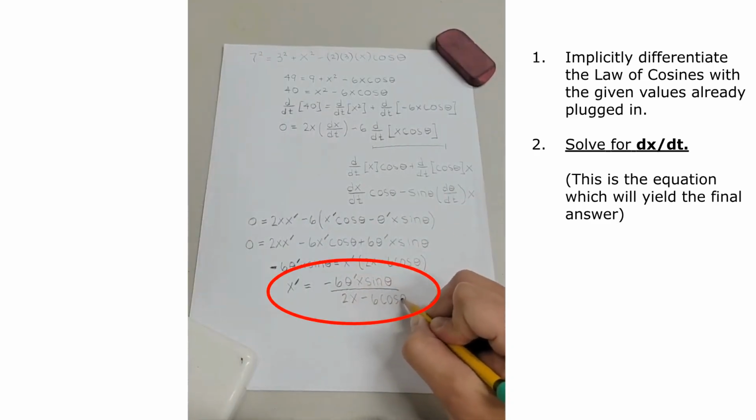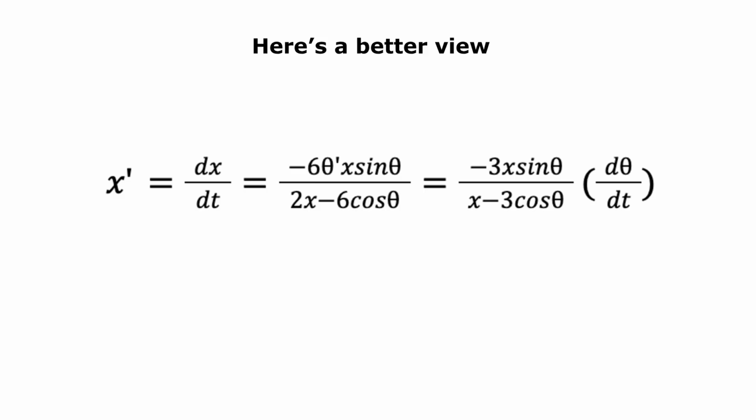Notice that in this equation, we need three things. We need the derivative of theta with respect to time, which we have. We need theta, which is pi over 3, and we need the length x. This is the one thing we don't have, and we need to find it.